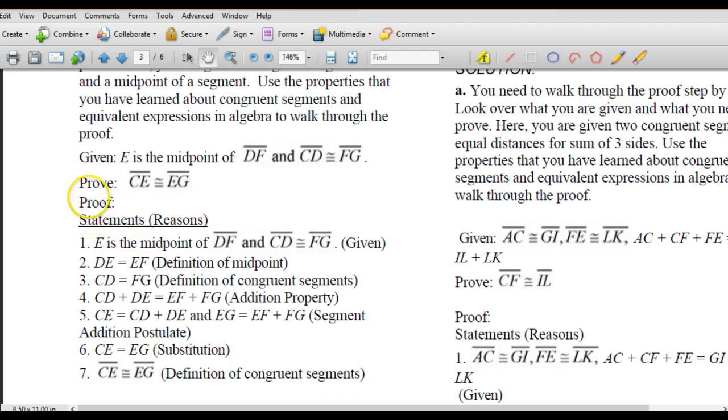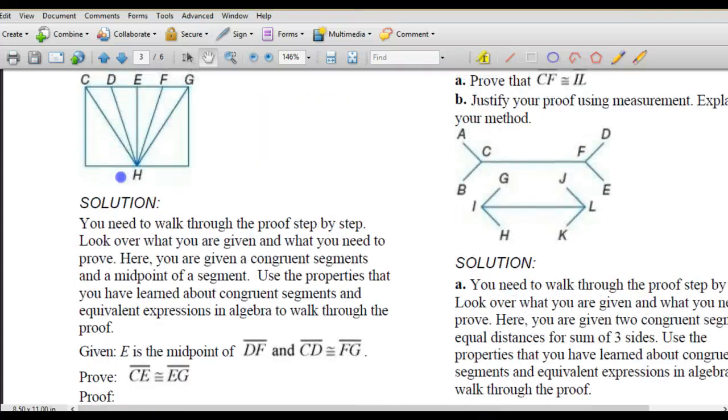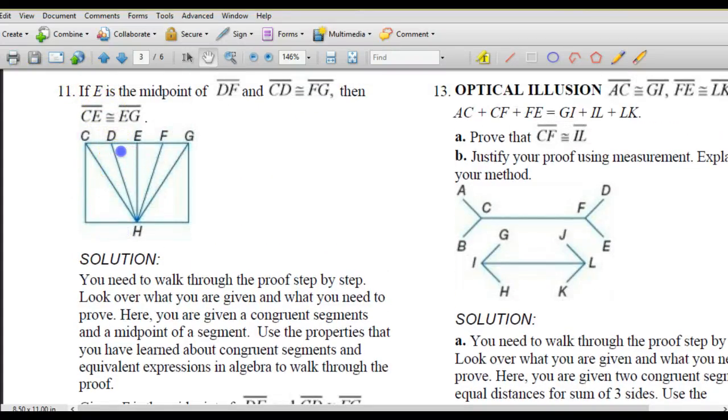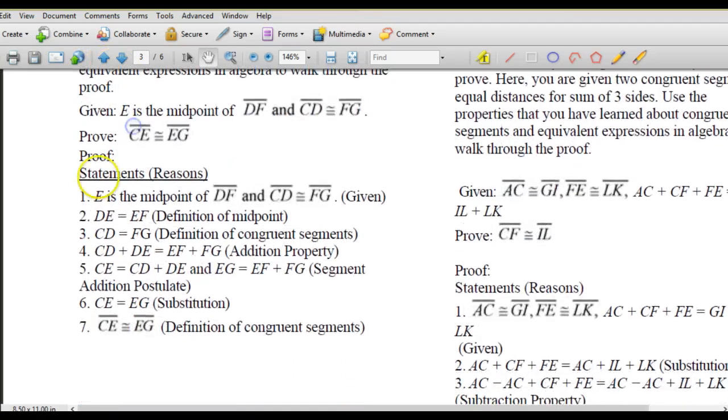From there, I'm going to state the segment addition postulate for segment CE and EG. So remember, that's what we're trying to prove congruent. So back here, the segment addition postulate says that CE will be equal to these two parts added together. So CE is equal to CD plus DE, and EG is equal to these two parts added together, EF and FG. And that's what we get in step 5. So CE equals CD plus DE, EG equals EF plus FG.